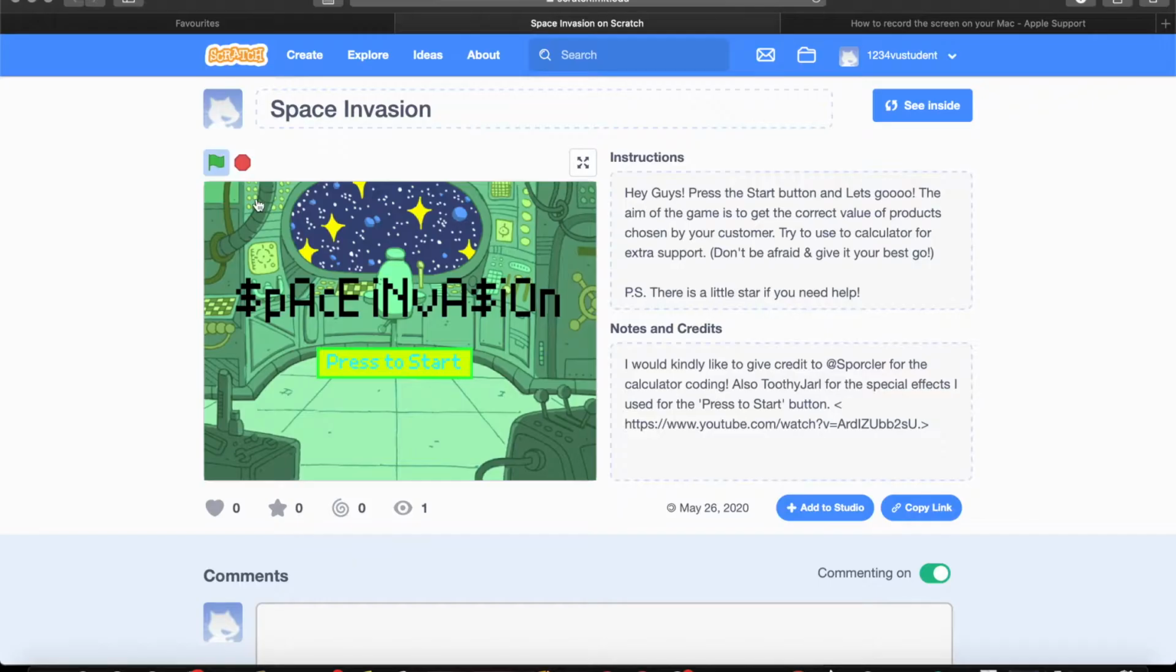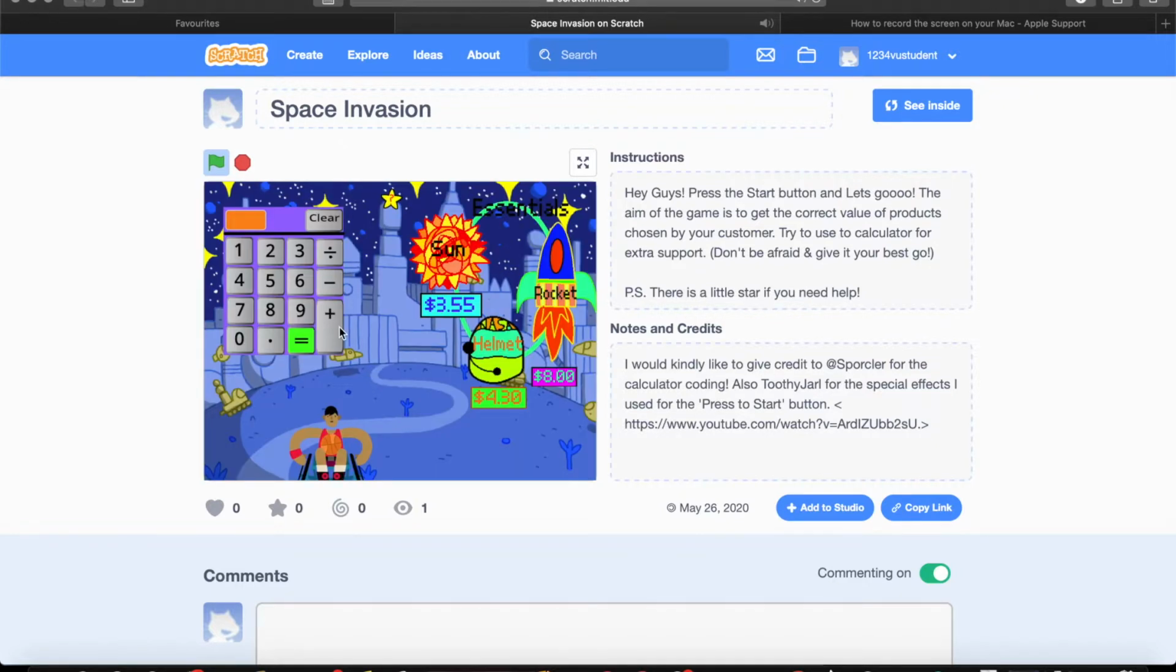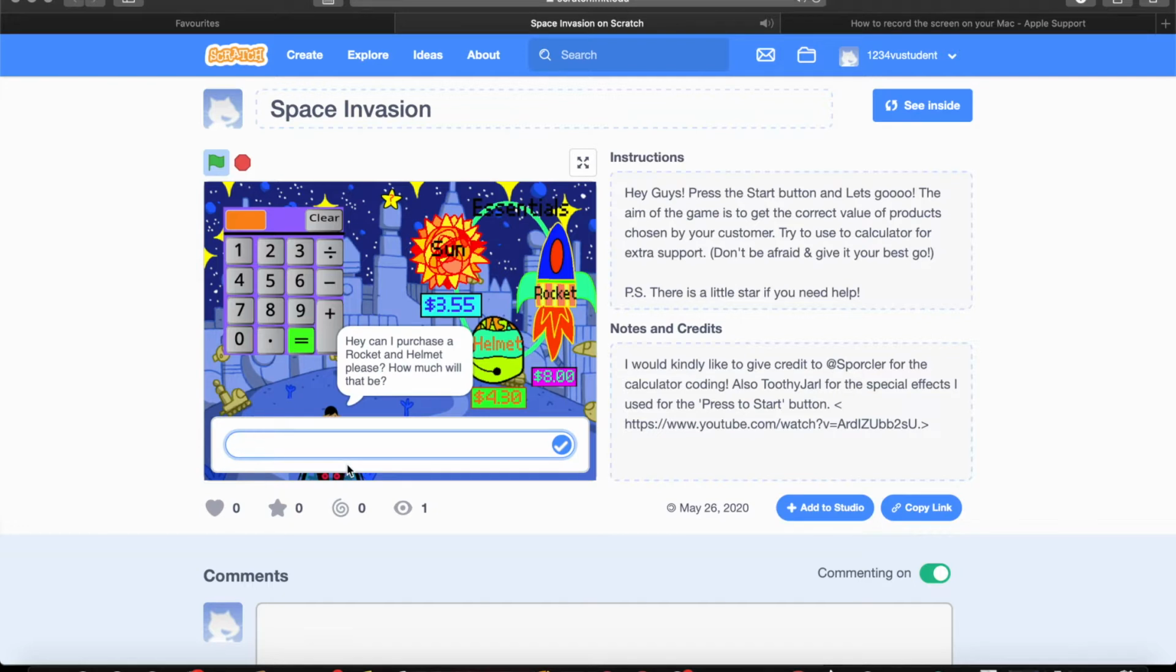Today I'll be talking about the app I've created through Scratch. The aim of the app is to create a store simulation for students in order to break down math concepts such as addition and using a virtual calculator. To gain students' interest, I've made the setting to be in space.